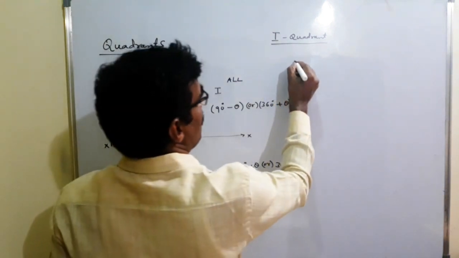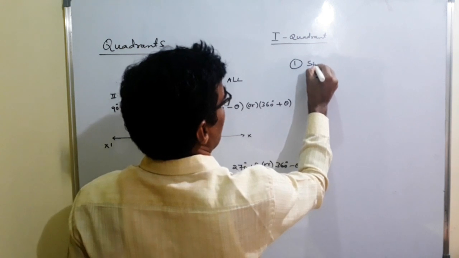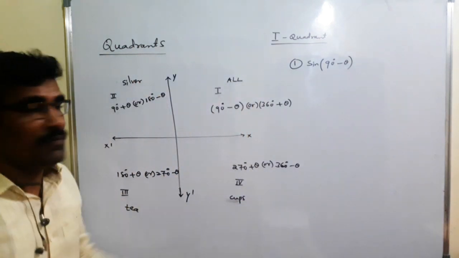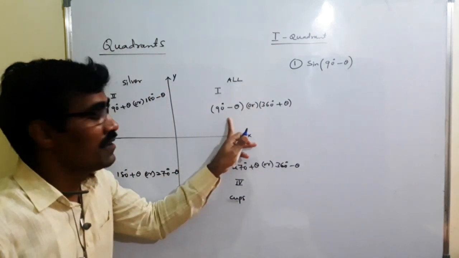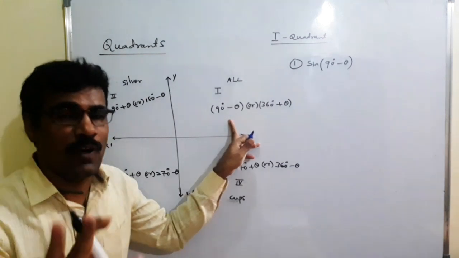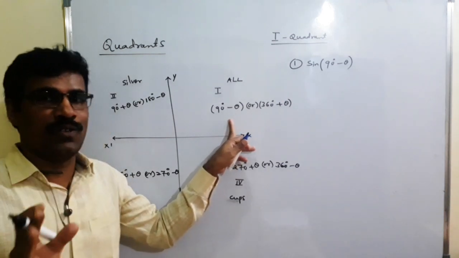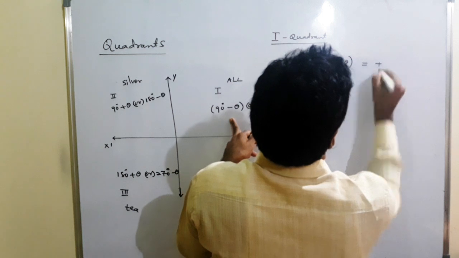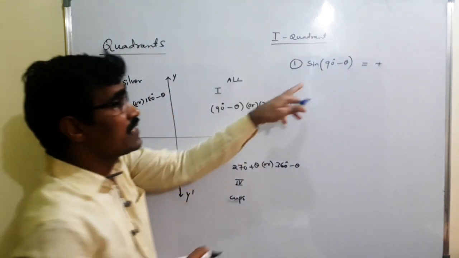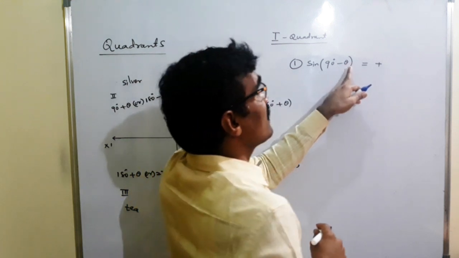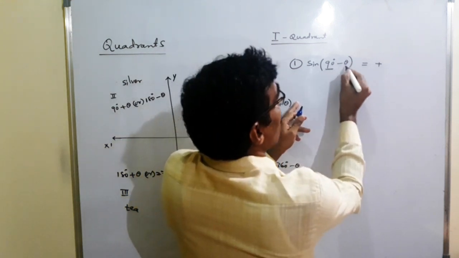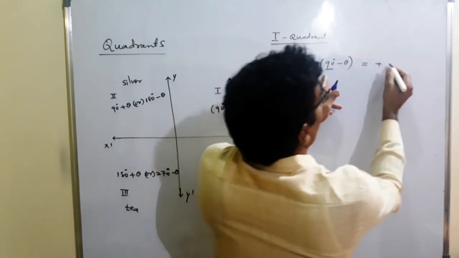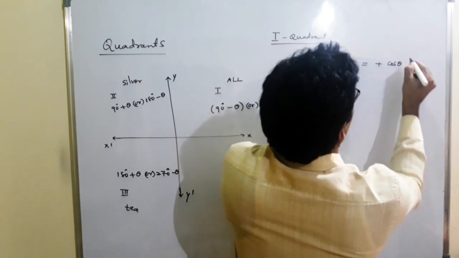Listen carefully. First one is sine of 90 degrees minus theta. Which quadrant? First. In the first quadrant sine is positive, cos positive, tan also positive and their reciprocals also positive. That's why sine of 90 minus theta is positive. Here it is 90 minus theta or 270 minus theta, so sine becomes cos theta.